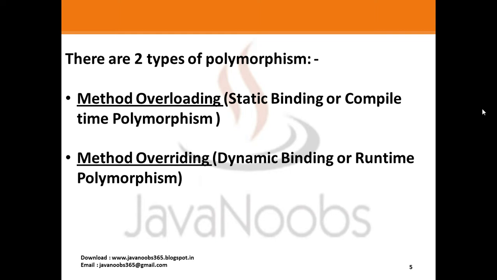Now if anybody asks you what polymorphism is, you just tell them that poly means many and morph means forms in Greek. So polymorphism is portraying many forms. And there are two types of polymorphisms. They are method overloading and method overriding. After this you'll have to explain what method overloading is and what method overriding is.